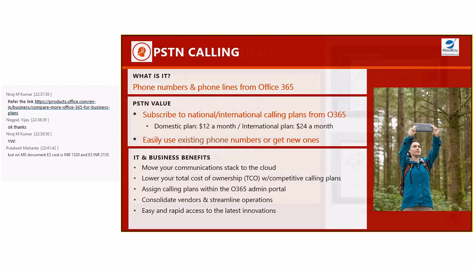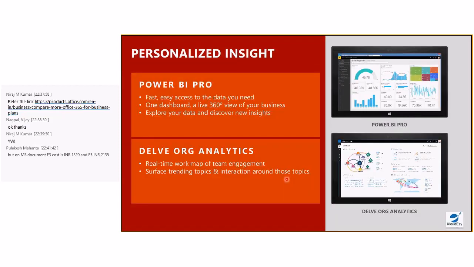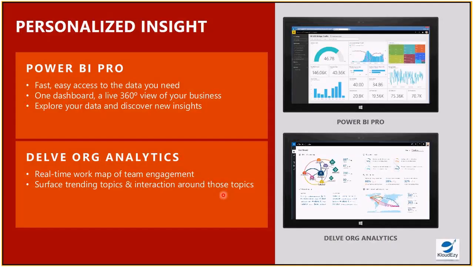Another thing in E5 is that Microsoft has now integrated the business intelligence tool. You may know that Microsoft has a BI tool known as Power BI. So Power BI is now integrated with Office 365 E5, and you can do all the analytical jobs with the help of Power BI. Delve is another enterprise search or organization analytics tool which is also integrated with E5. So you can also create a real-time work map with your team. If you are handling a couple of members in your team, you can do real-time work mapping with Delve.